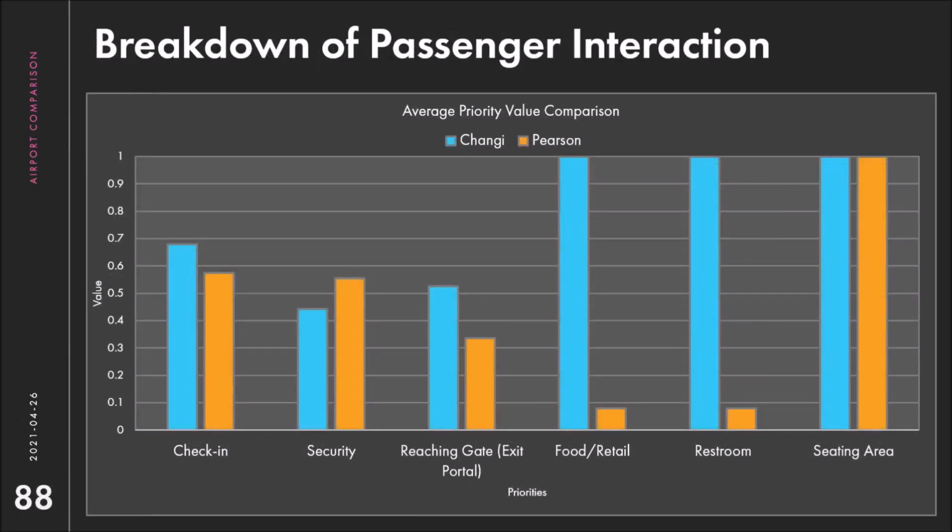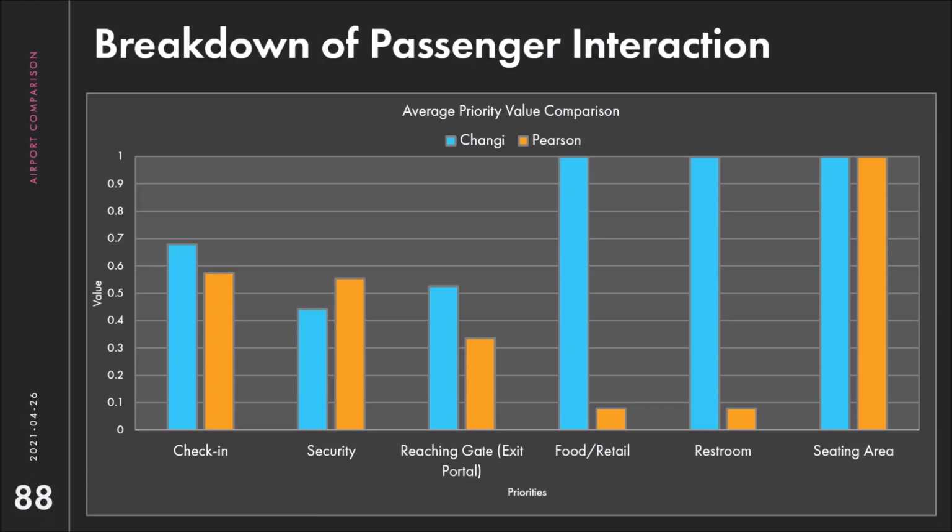This chart breaks down the average scores for each airport terminal. As you can see, Changi in blue has slightly higher values than Pearson in orange for the check-in and exit to the gates. This may be due to passengers in Pearson walking through the narrow corridor. However, Pearson does have a slight advantage for security, which may be caused by passengers in Changi having to walk a lot further than Pearson.